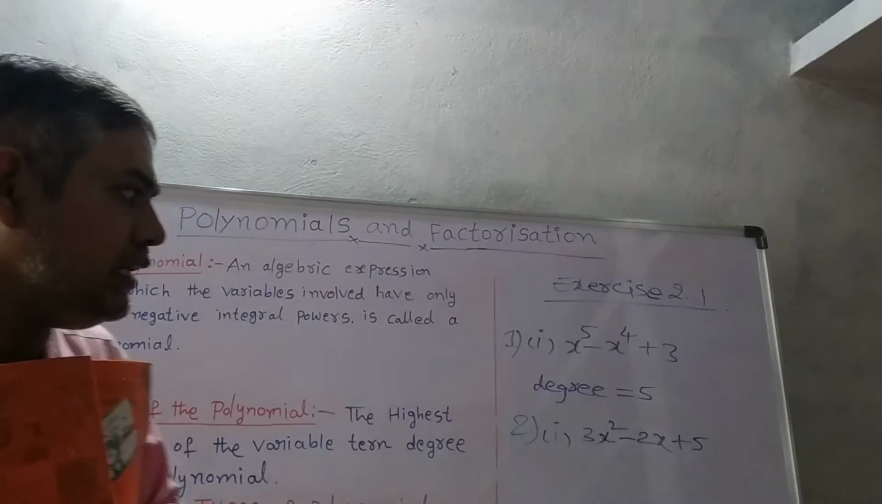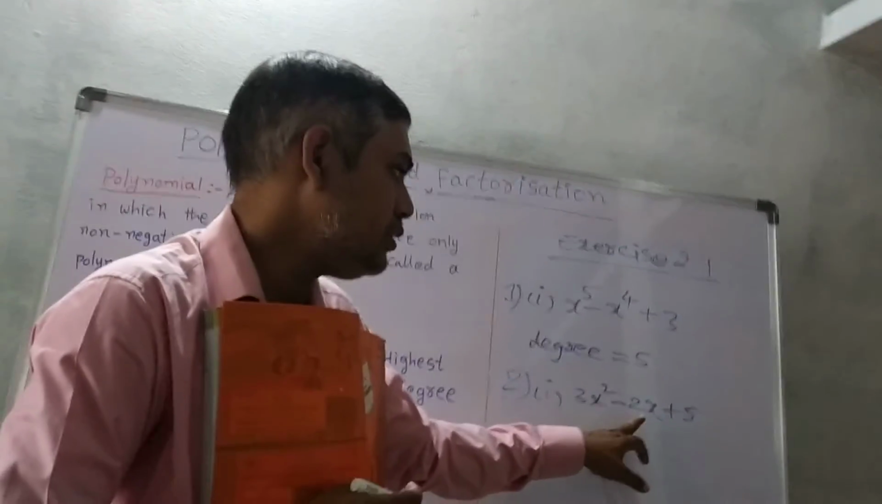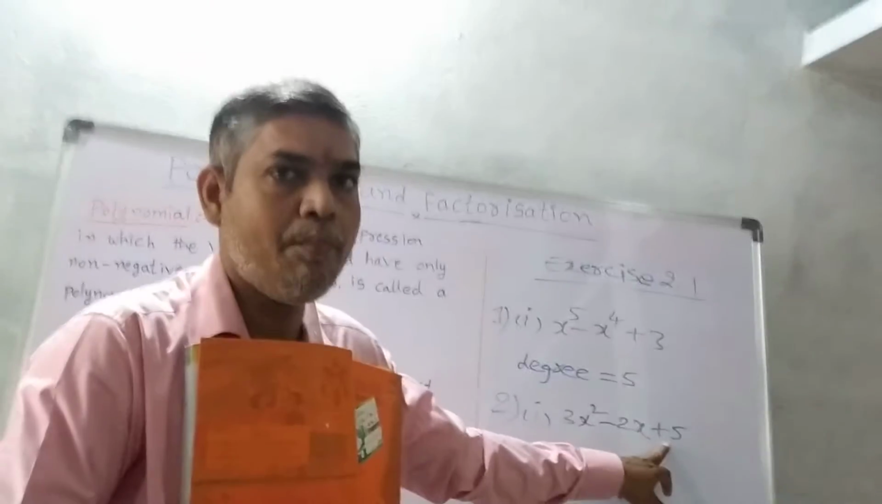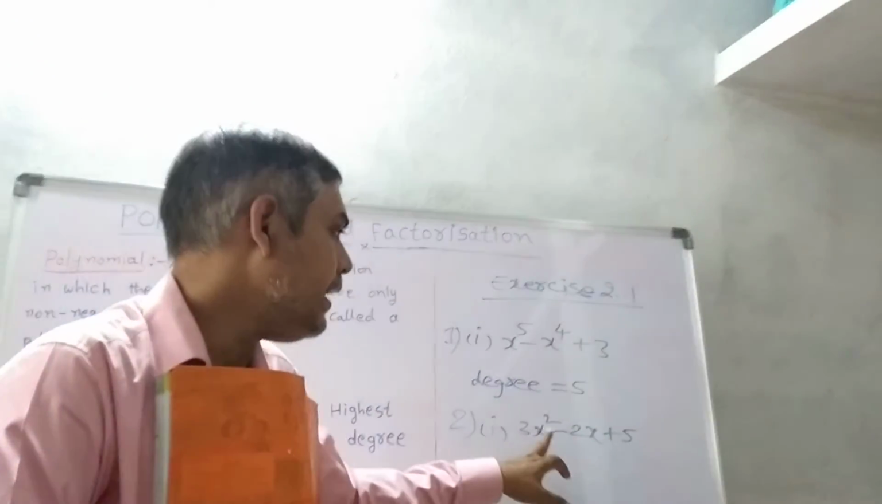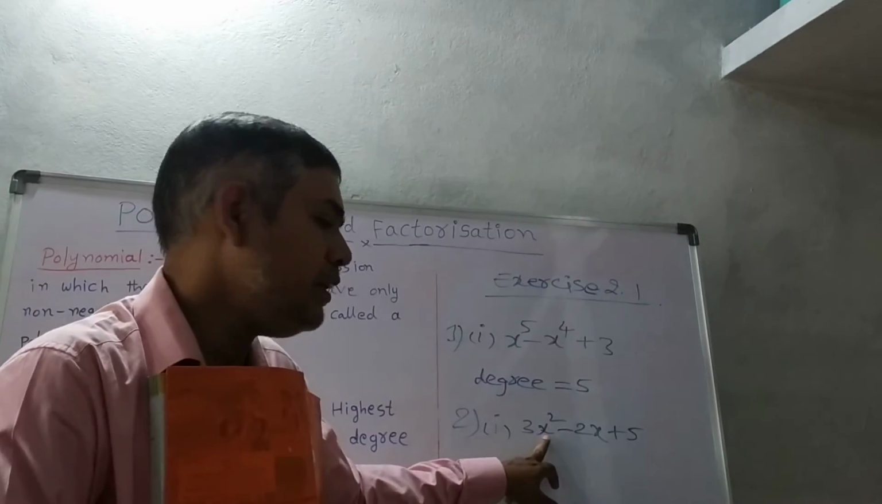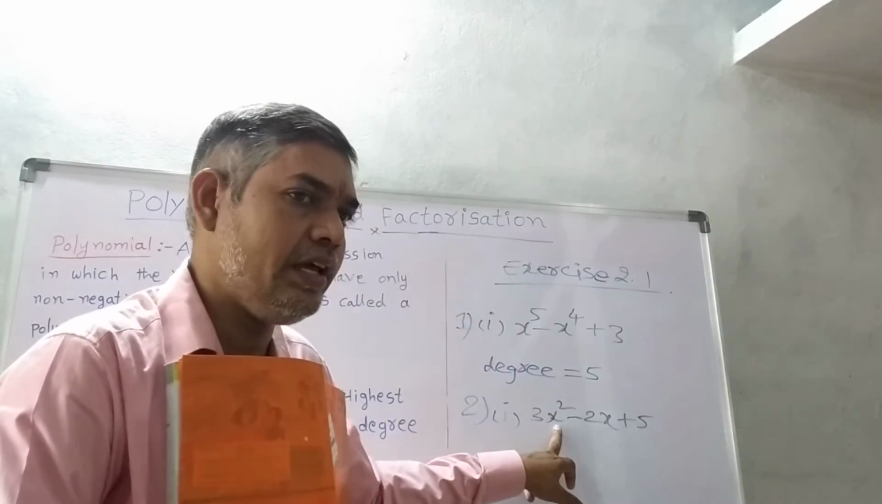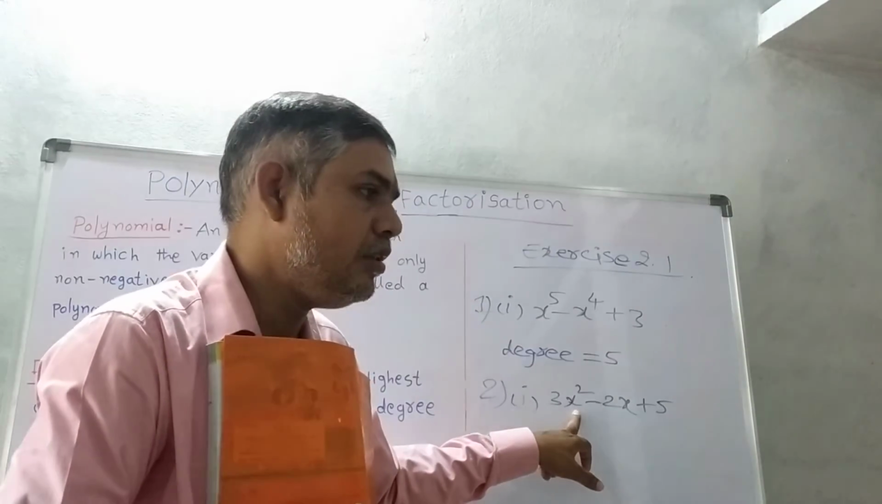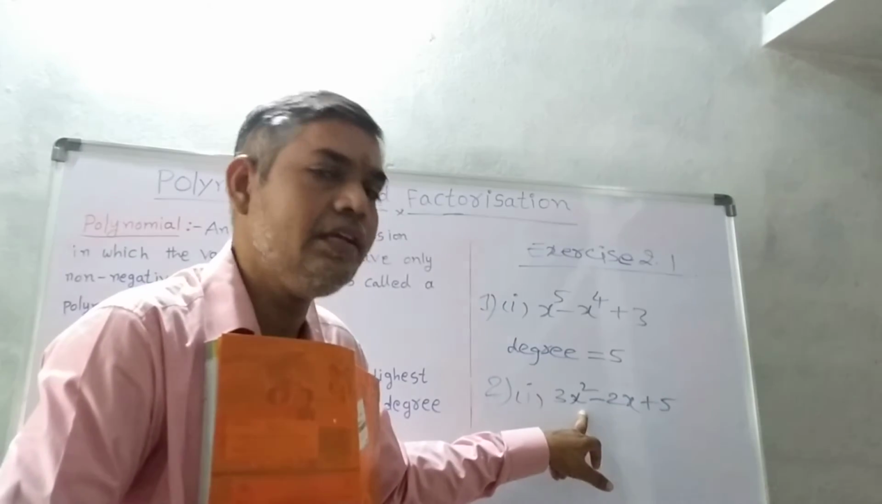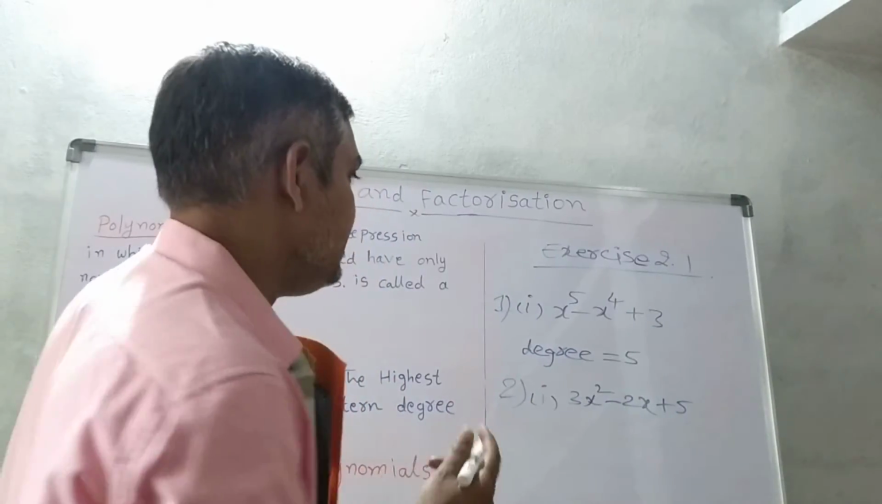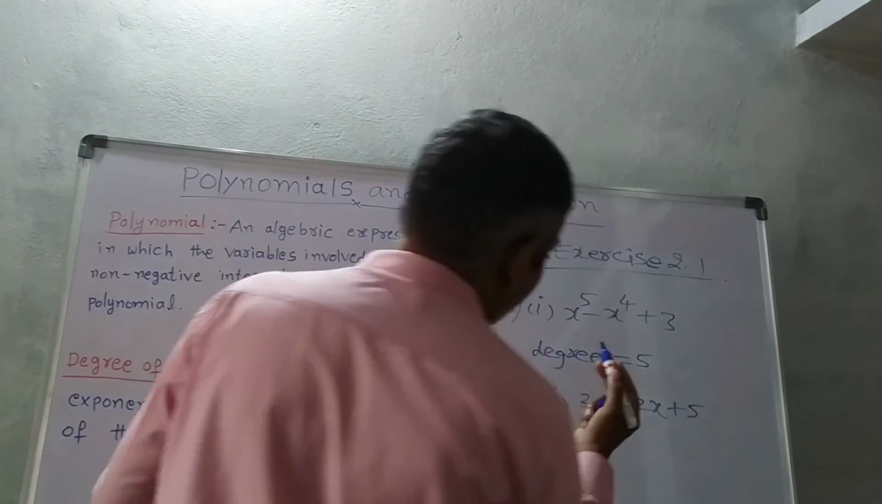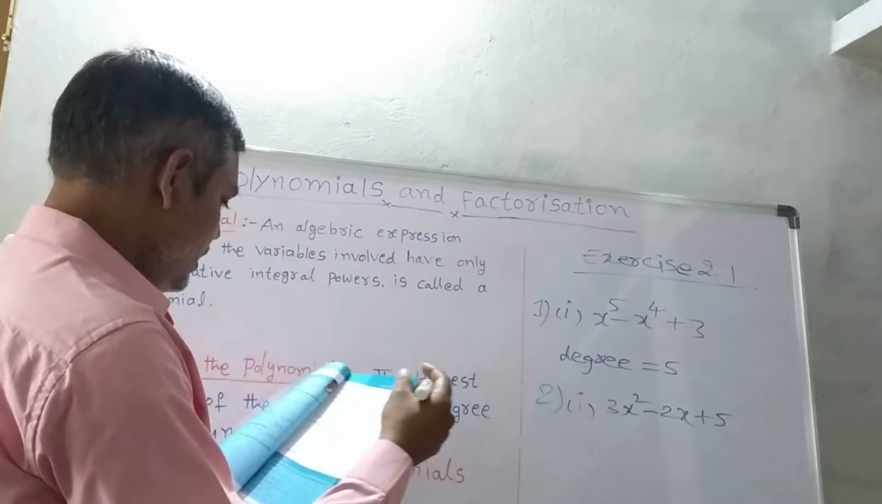According to our definition, 3x square minus 2x plus 5 is a polynomial. And the variable is only x. x is a single variable. That's why this is a polynomial in one variable.